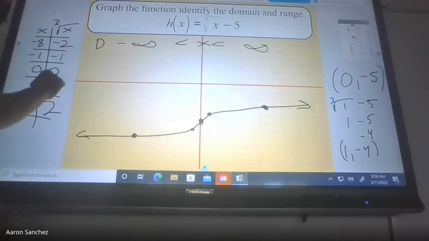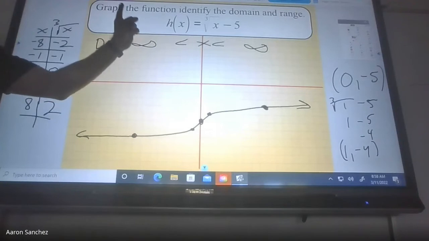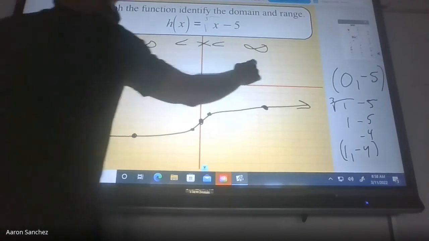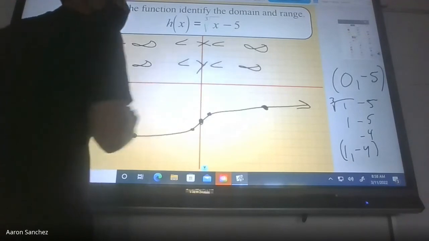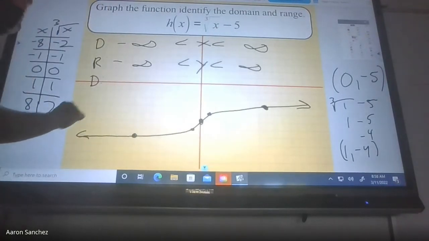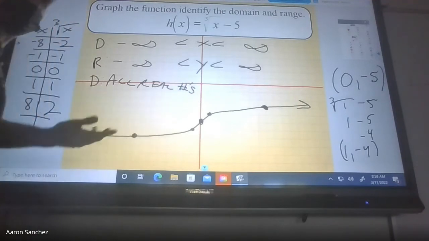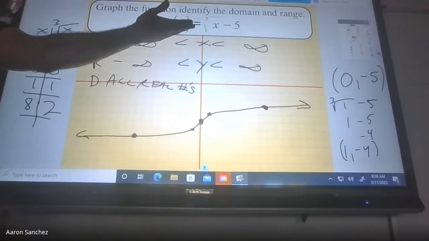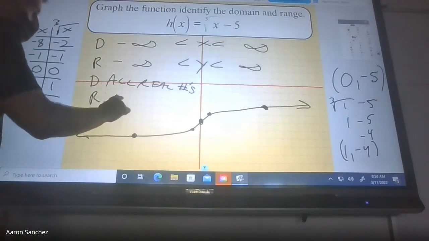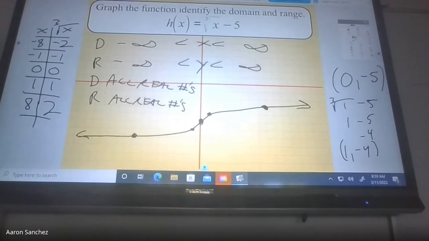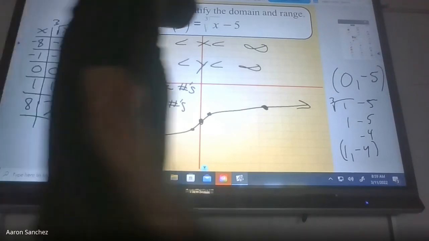Range. Is it going to go up forever? Yeah, it's going to go slowly, but it'll go up forever. Is it going to go down forever? Yeah. So, negative infinity to infinity. Now, you know what else you can write? Domain. What else can we write for domain? All real numbers. You can just write that, because it's everything, right? From negative infinity to infinity is everything, right? Can you do the same thing for range? Yes. All real numbers. All right, so go ahead and graph this one.